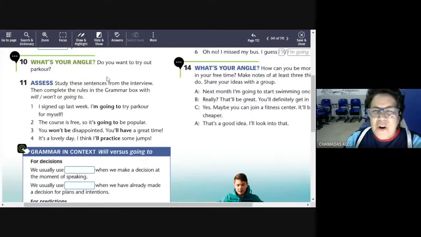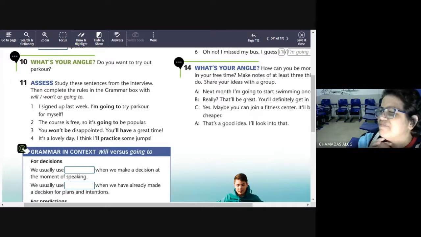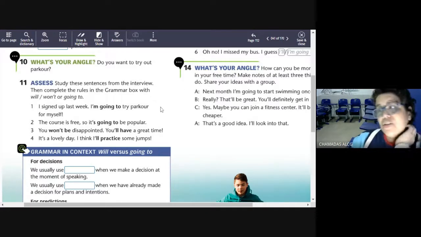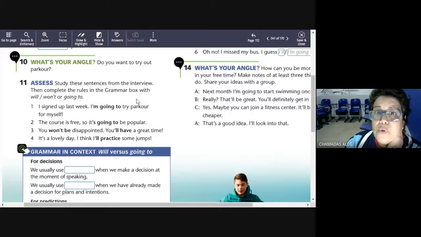So moving on, do you want to try out parkour? Would you like to try this sport? It seems dangerous, doesn't it? Because you have to jump a lot and you have to go over some obstacles, maybe walls and buildings. And it really looks dangerous because you can break a leg, you can slip and fall. So it's kind of dangerous. You have to know how and have proper instruction.